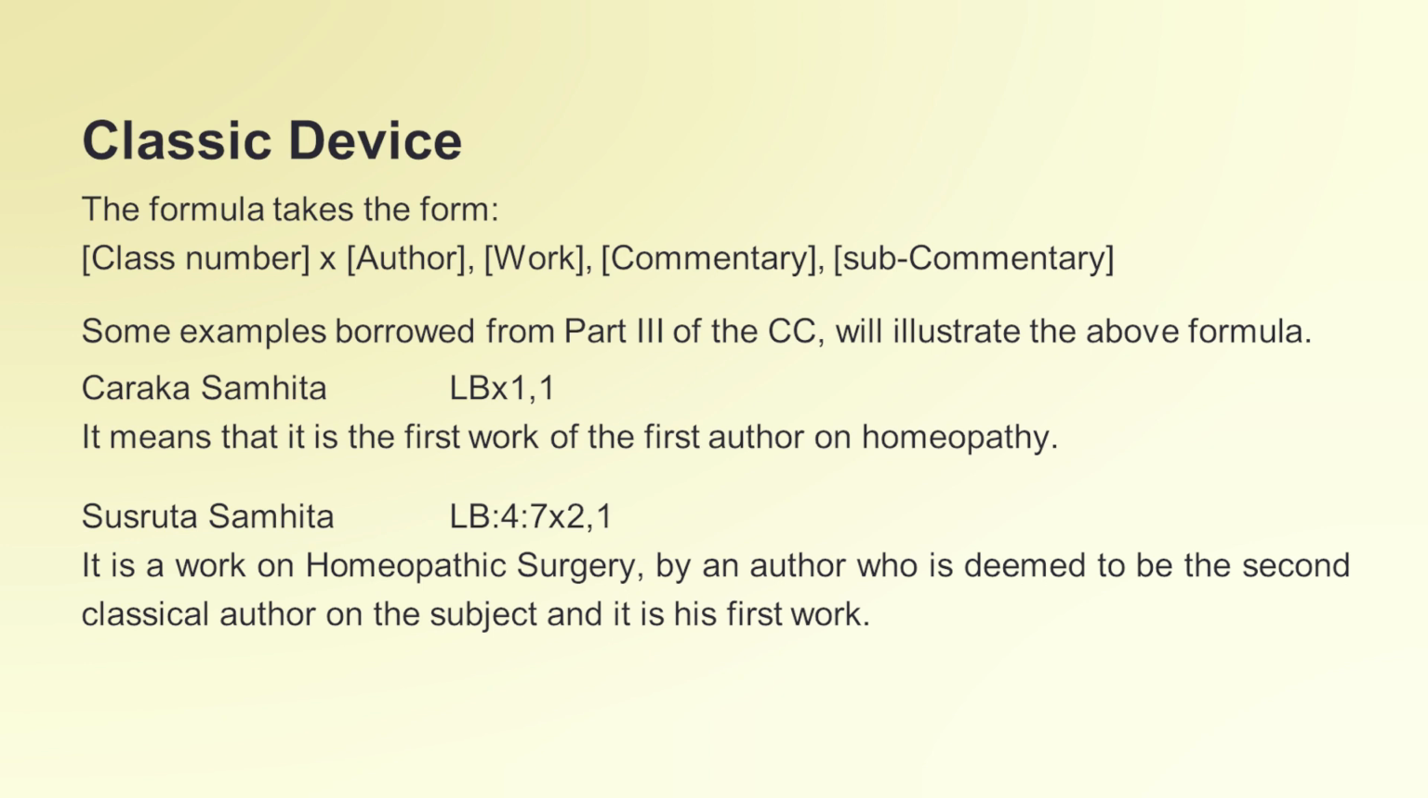This way Shushrata Samhita is denoted by LB colon 4 colon 7x to 1. It is a work on homeopathic surgery by the author who is deemed to be the second classical author on the subject, and it is his first work.